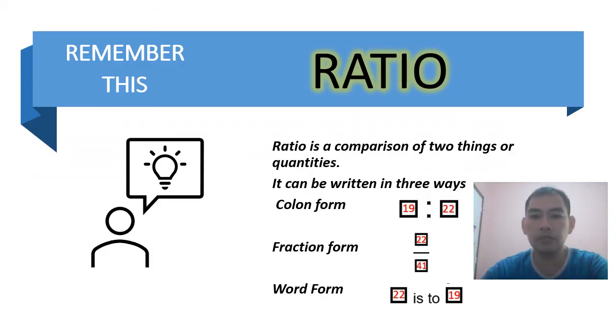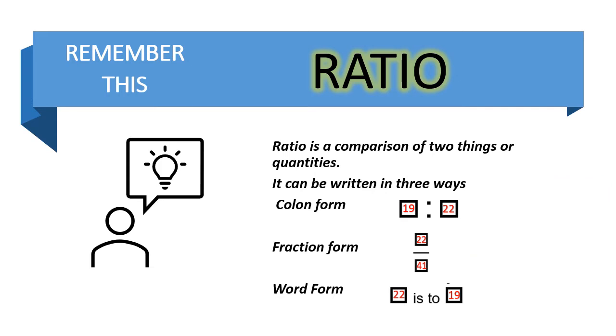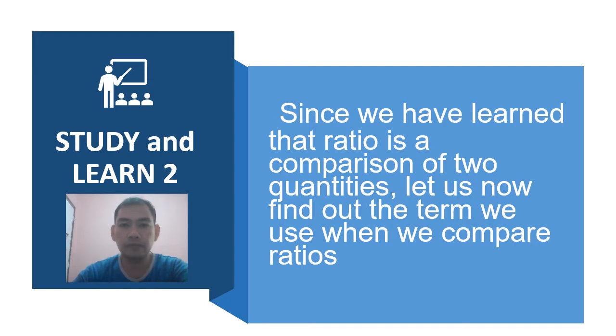Remember this, ratio is a comparison of two things or quantities. It can be written in three ways. We have the colon form, the fraction form, and the word form. Study and learn 2. Since we have learned that ratio is a comparison of two quantities, let us now find out the term we use when we compare ratios.